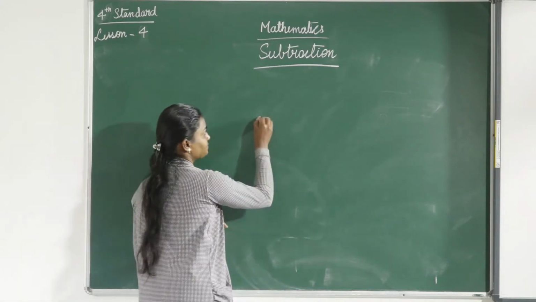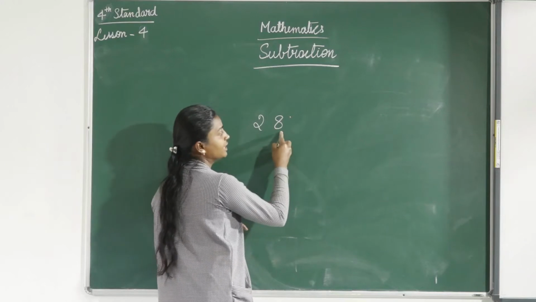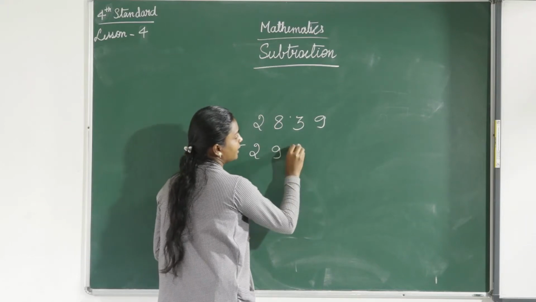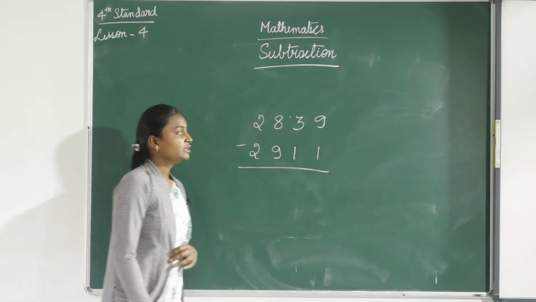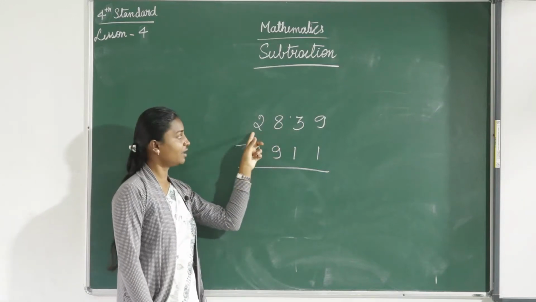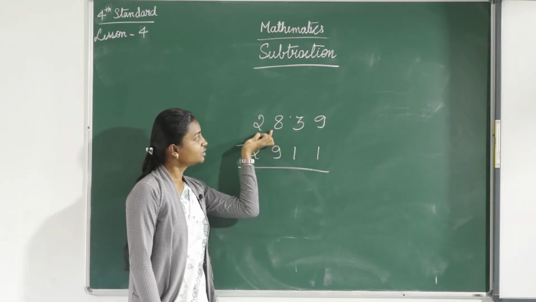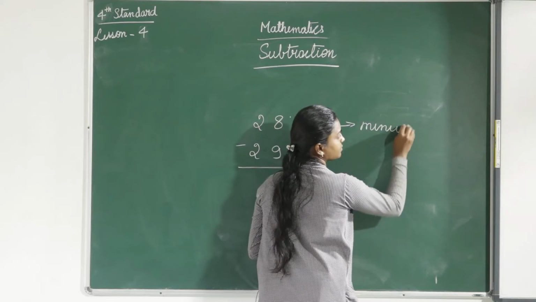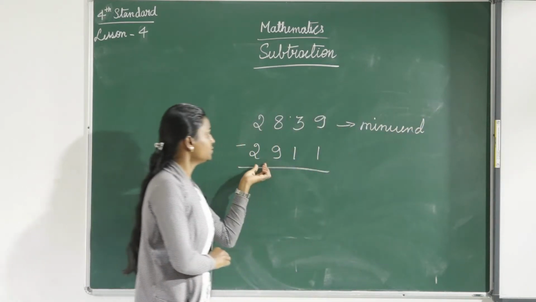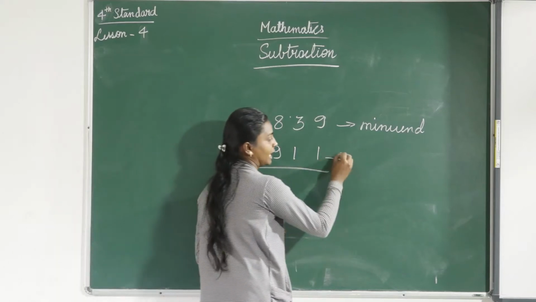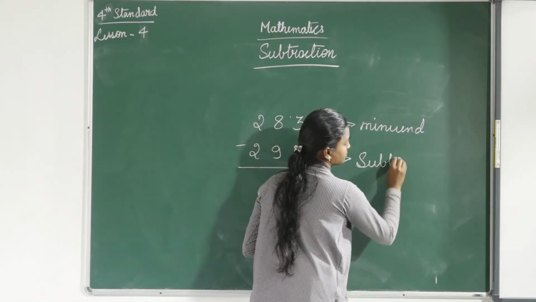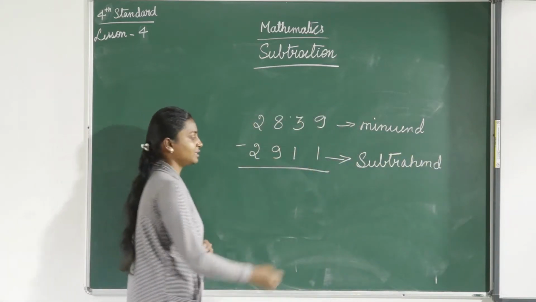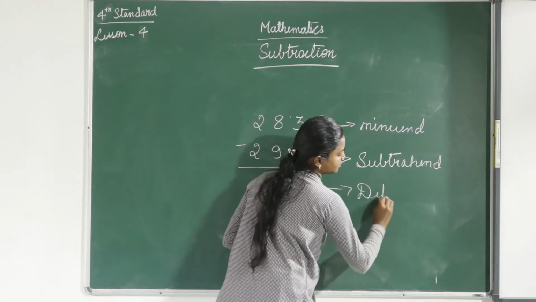That is the first problem: 2839 minus 2911. So here, if you observe children, we have 4-digit numbers. 2839 is called the minuend, and 2911 is called the subtrahend. And the answer you get from this is called the difference.